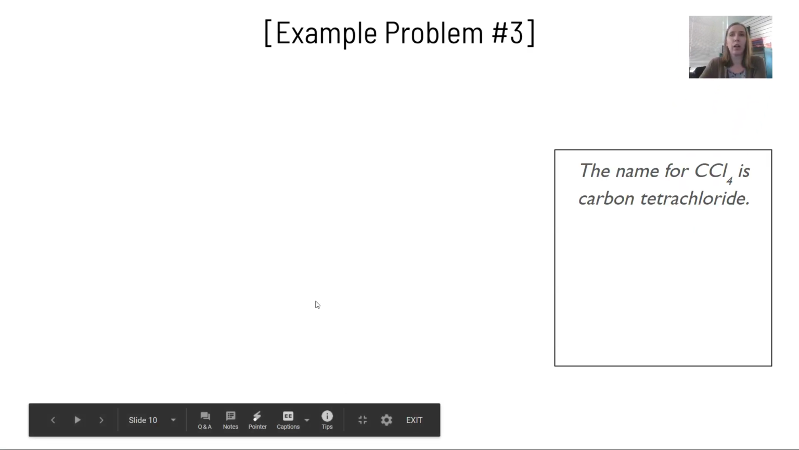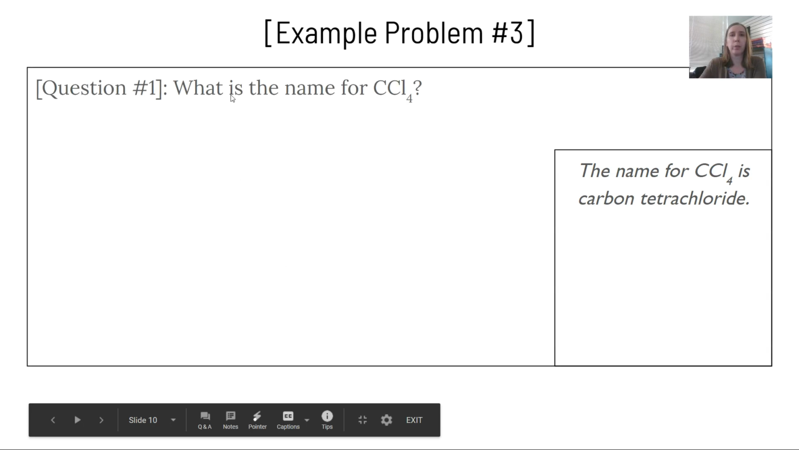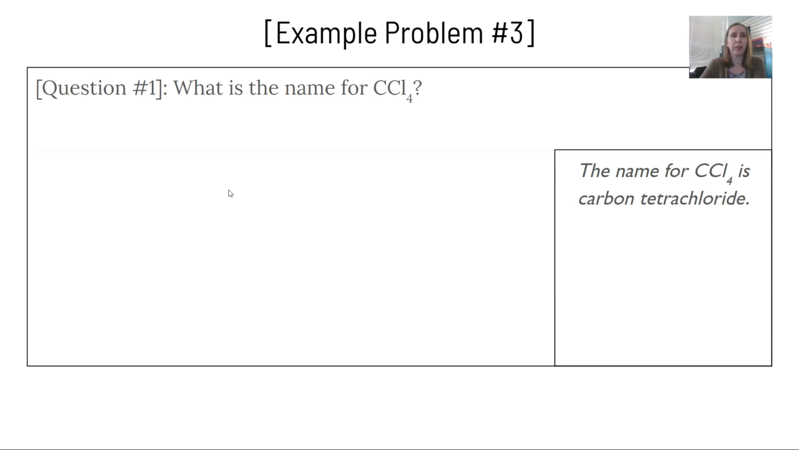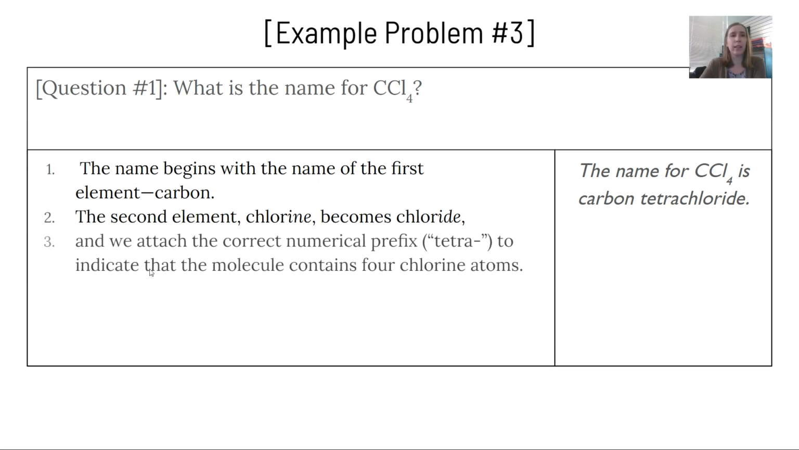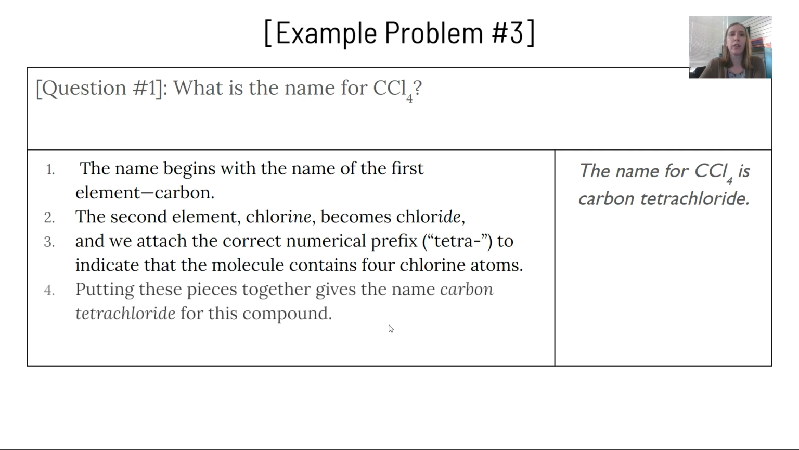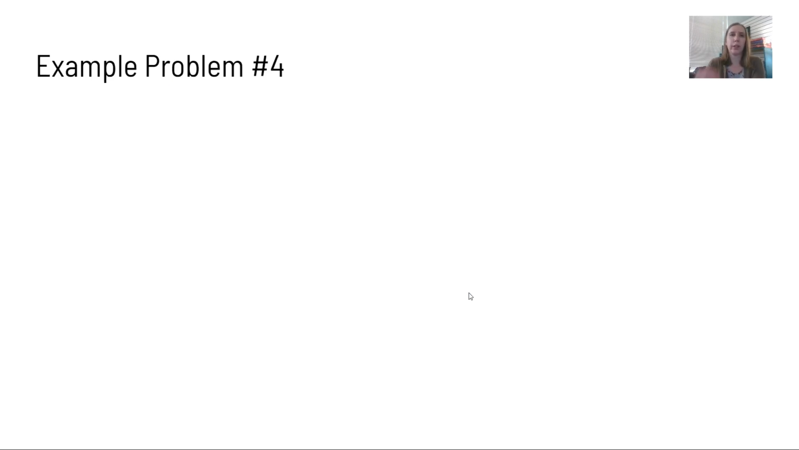Okay. So example problem number 3. What is the name for CCl4? Okay, so the name begins with the name of the first element, carbon. The second element, chlorine, becomes chloride. And we attach the correct numerical prefix, tetra, to indicate that the molecule contains 4 chlorine atoms. Putting them all together, that gives us the name carbon tetrachloride for this compound. So the name for CCl4 is carbon tetrachloride.